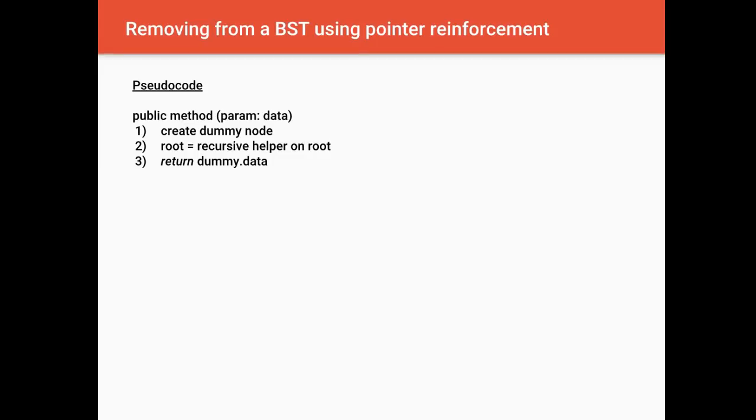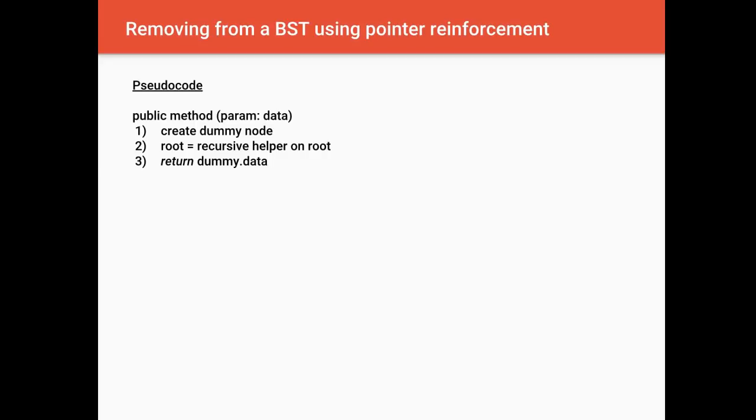The next step after creating this dummy node is to set the root equal to the recursive helper called on the root. Technically, the root pointer is a pointer that needs to be reinforced as well. And as Sanjana mentioned, it's important to reinforce the root because there could be changes that take place on the root. After we do this, we just return the dummy node's data, because the recursive call is taking care of removing the node from the tree.